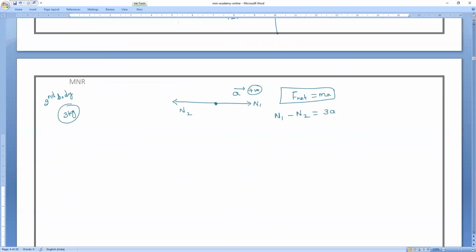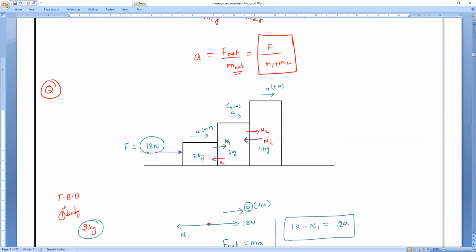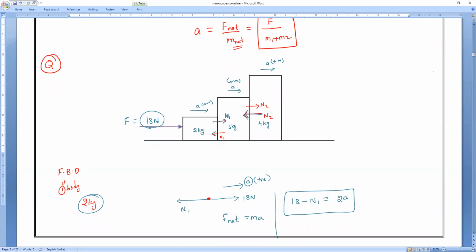Next, the third body. Then these two equations you derive, everyone. Or else you can take the third equation also. So, the third body, what is its mass? 4 kg. It is experiencing no forward force, because if another body were there, it would experience a normal force again. So it has only one force, which is N2. N2 is forward, so only the N2 force.